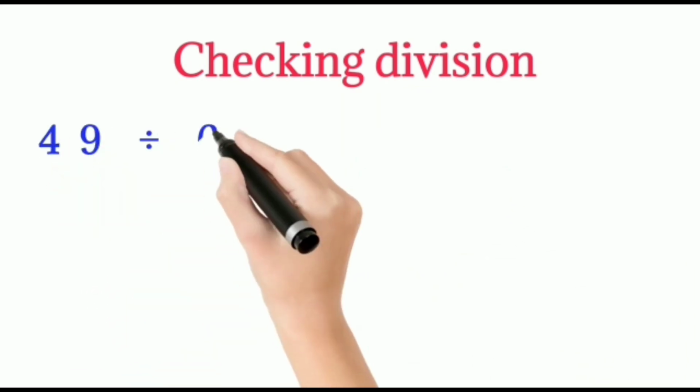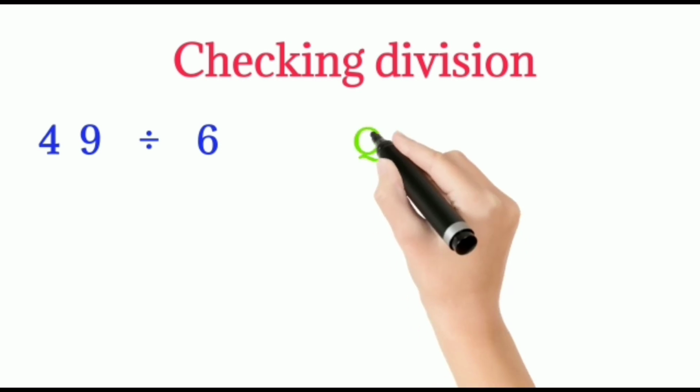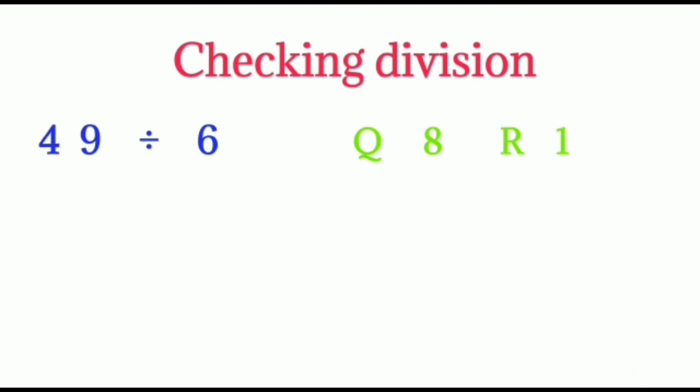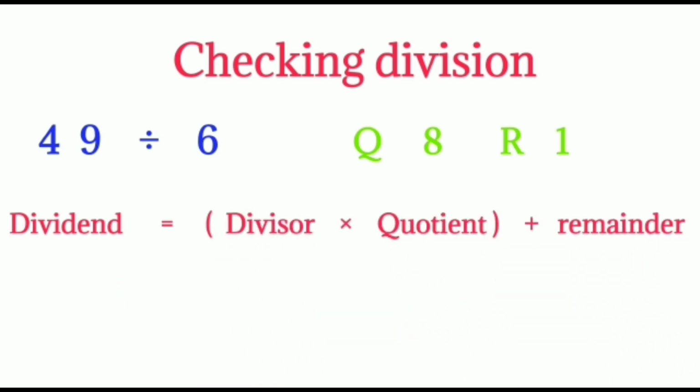Checking division. We already did this problem: divide 49 by 6. Quotient is 8 and remainder is 1. How can we check whether our answer is right or wrong? Use the equation: dividend equals divisor times quotient plus remainder. Here dividend is 49.